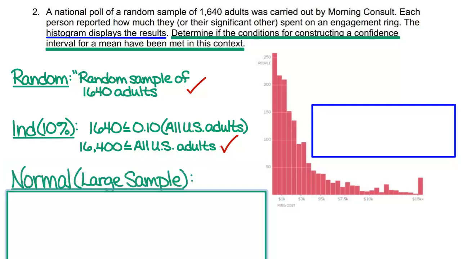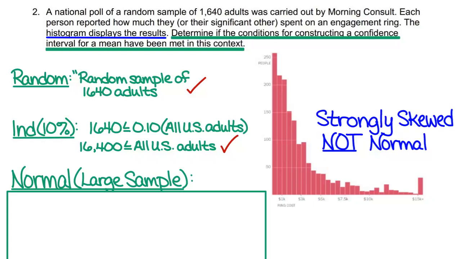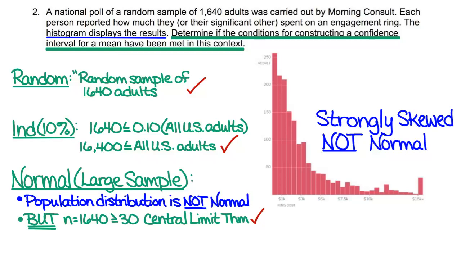Normality, or large sample. This graph over here is the population distribution. Is it approximately normal? I want to know from the graph itself. The graph is not. So my population, super strongly skewed. It's not normal. Again, that's not my sample data. That's my population data. So I can't say population's approximately normal, I'm good. Do we get central limit theorem? Yes. So can we say it's approximately normal? Yes, we can.